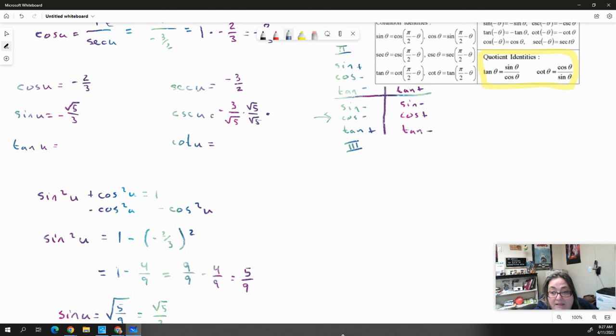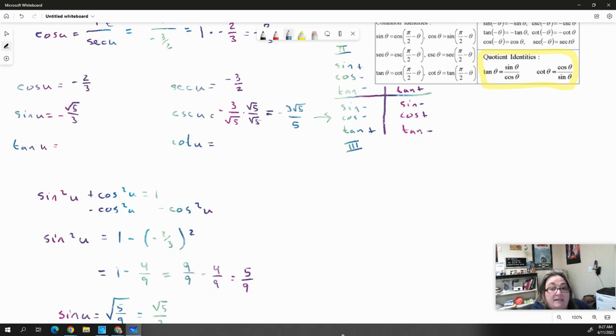And I would get cosecant of u equals negative 3 rad 5 over 5. And so we're done there. Now we just have to deal with tangent and cotangent.